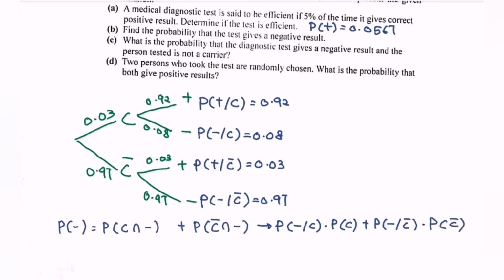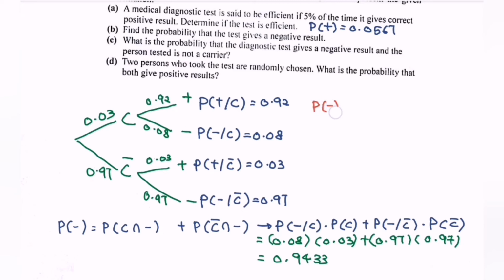So referring to the branches, kindly substitute the values. Here we will have 0.08 multiplied with 0.03 plus 0.97 multiplied with 0.97. So we will have the answer 0.9433. Or we have the alternative situation where to find the negative, the probability is equal to 1 minus the probability for the positive. Kindly refer to the answer for A, where we have 1 minus 0.0567. So we will have the answer 0.9433 as well. That is the alternative situation.